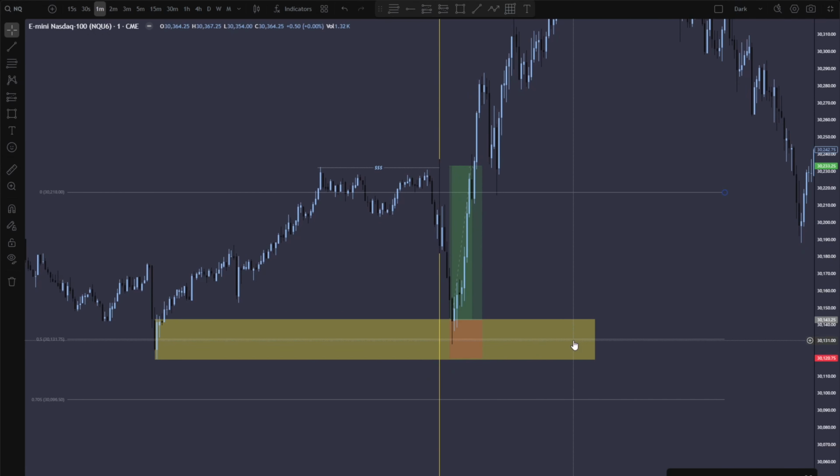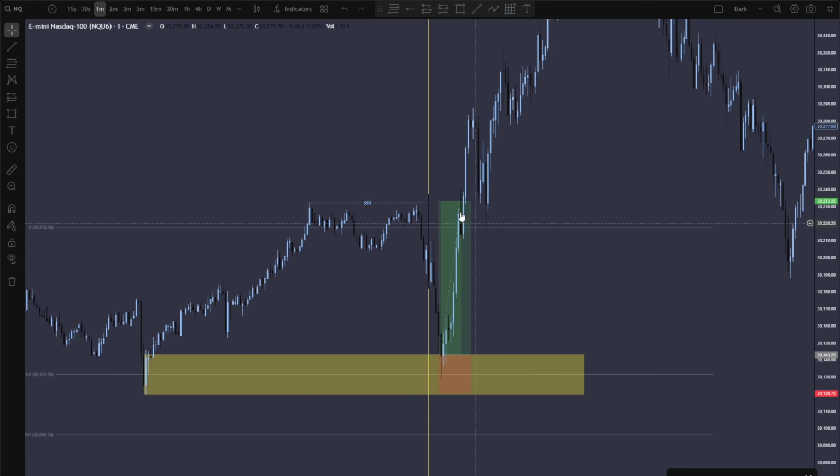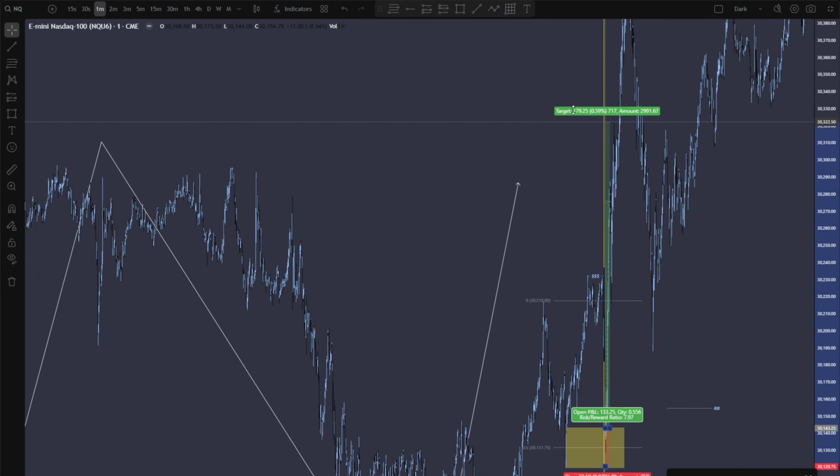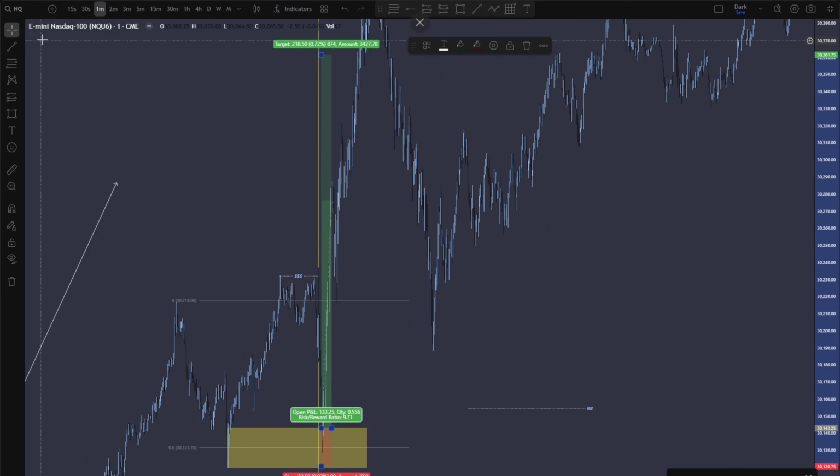So rejection blocks, they're more aggressive because you're entering a little early, right? But you're entering with the tight stop, so it doesn't really matter. And then you're gonna get the best RRs. So you could have targeted this high, or you could have targeted all this high. Like all this is crazy.